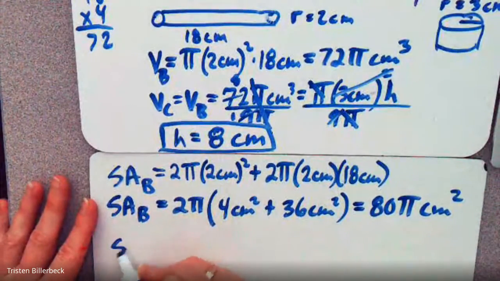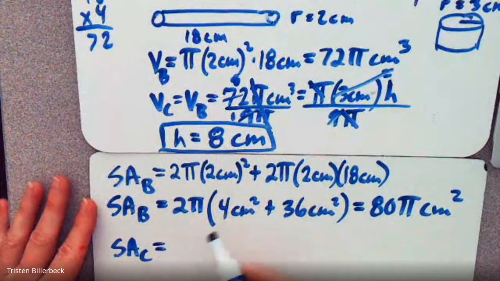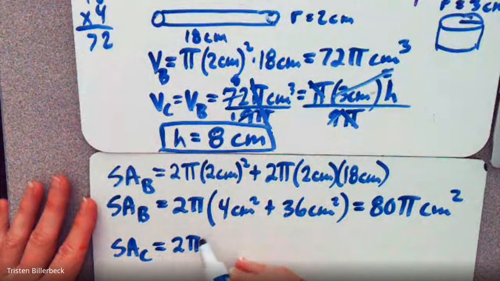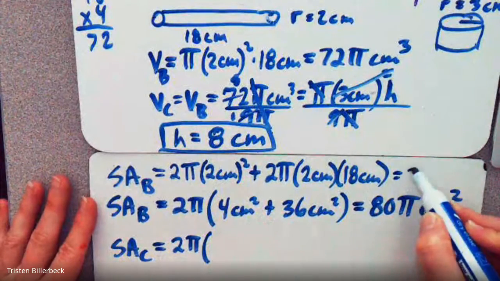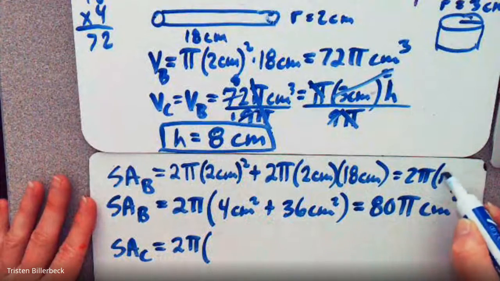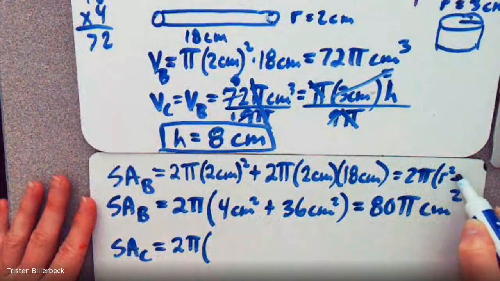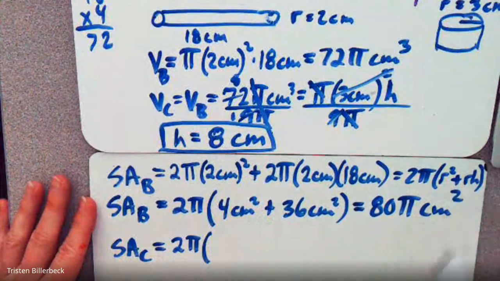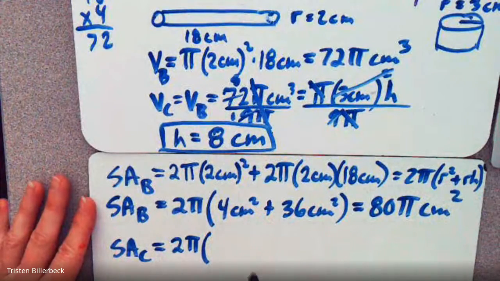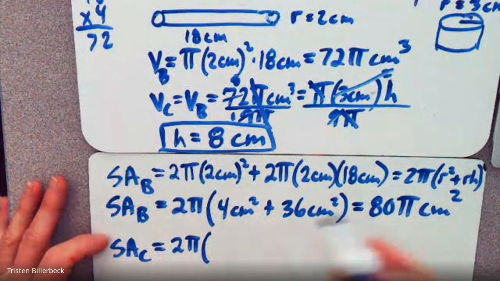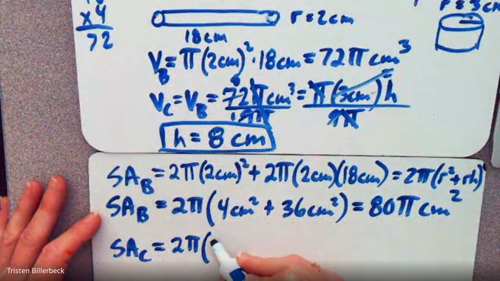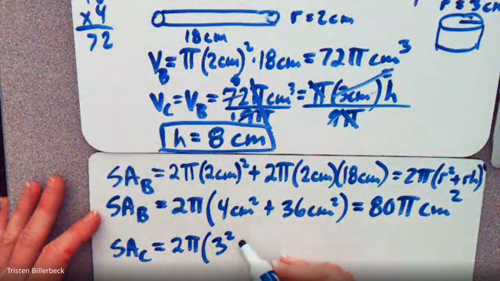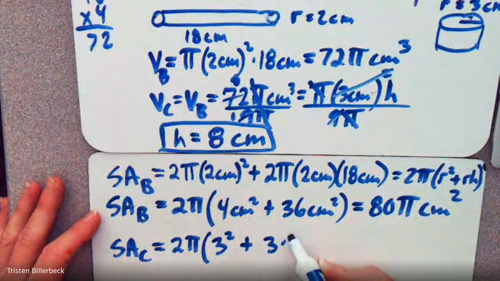Now let's find the surface area of the cylinder. We have 2 pi, and we're doing 2 pi times radius squared plus radius times height, so we're simplifying the formula. The radius is 3, so we have 3 squared plus 3 times the height, which we don't know.